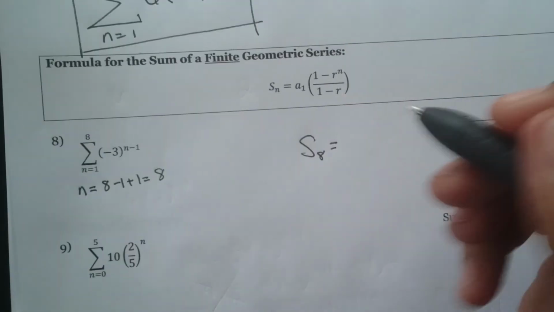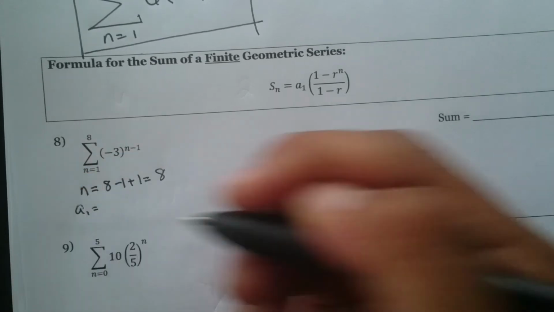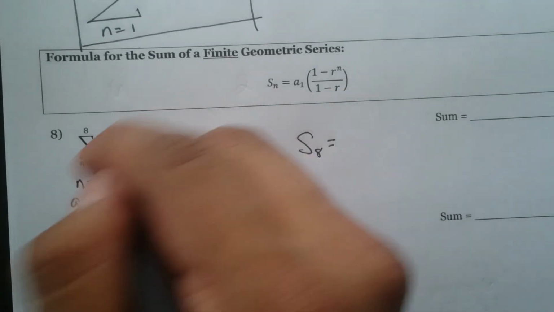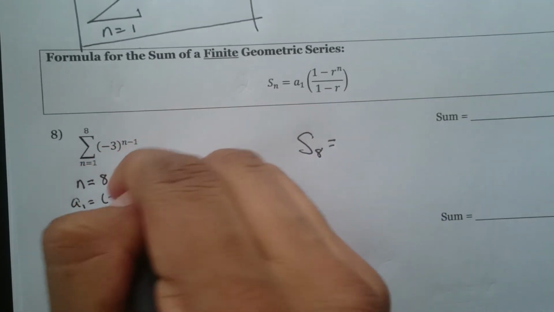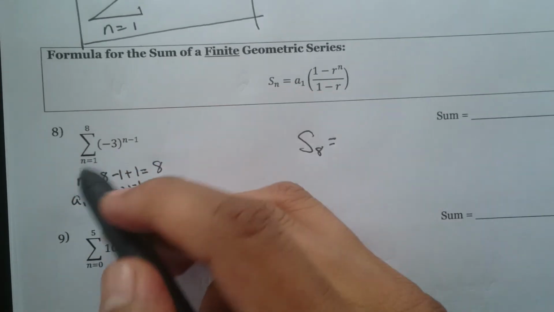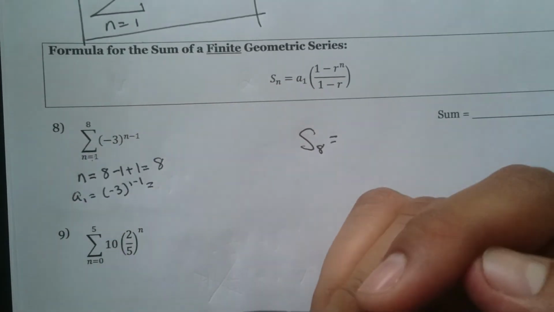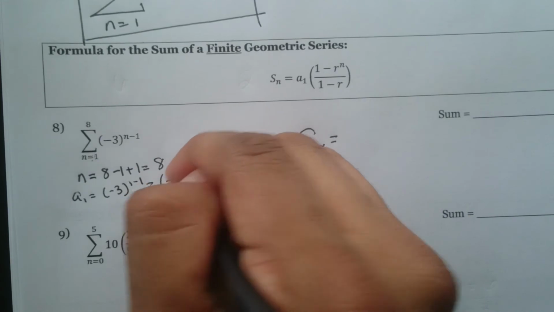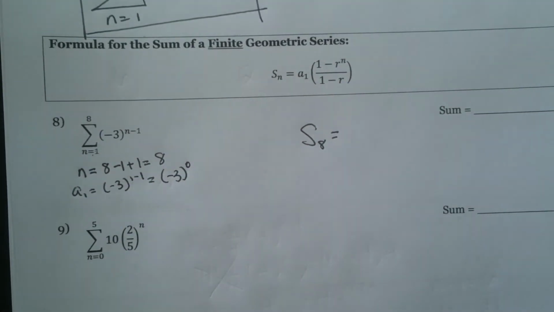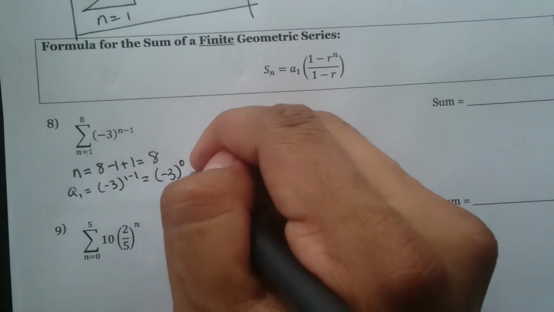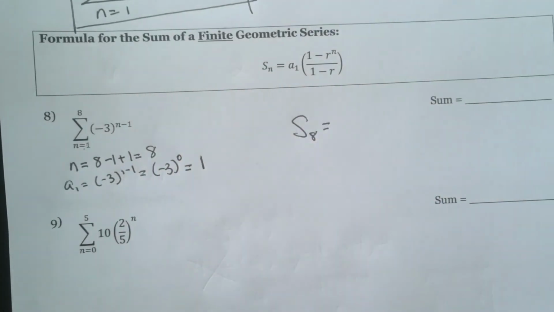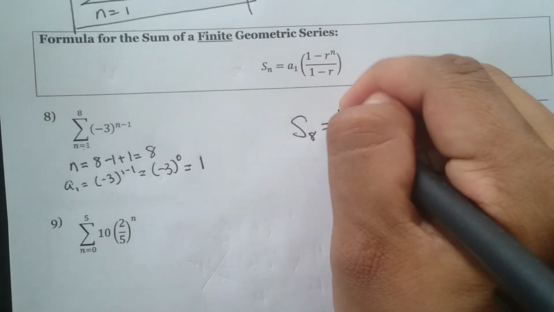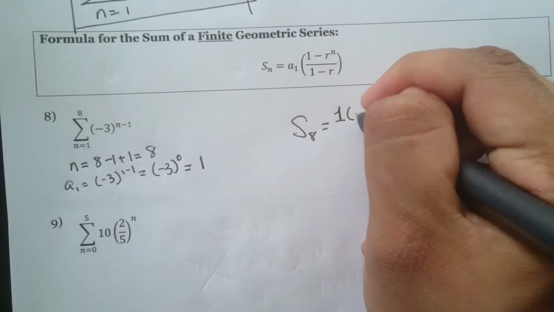How do I figure out the first term? Well, we plug in the bottom into my equation. So plug in 1 into n, and you get negative 3 to the 0. And this is where I ask you in class, what's negative 3 to the 0? And everybody says 0. And I'm like, nope, that's not right. Anything to the 0 power is 1. So a sub 1 is 1.